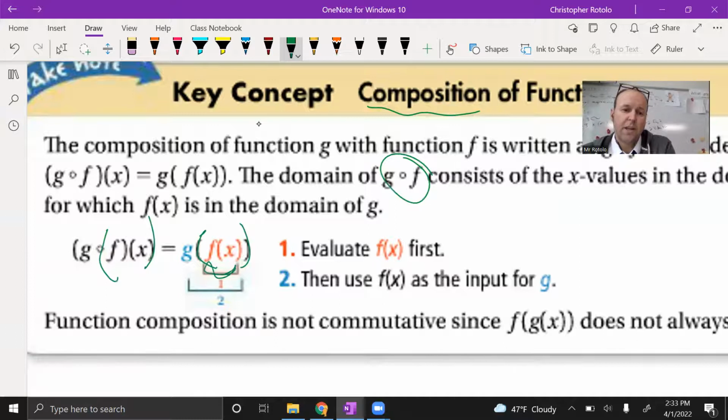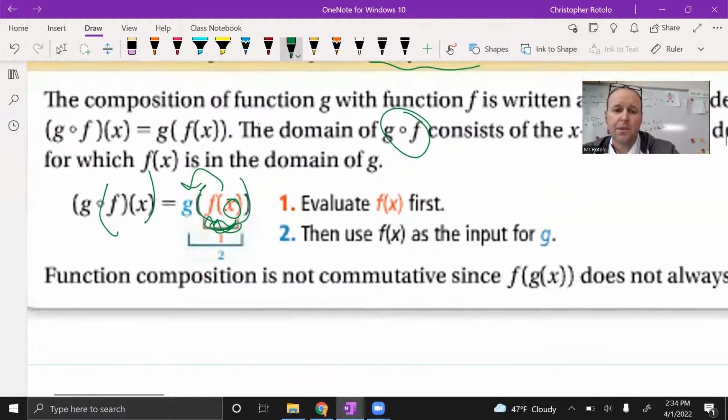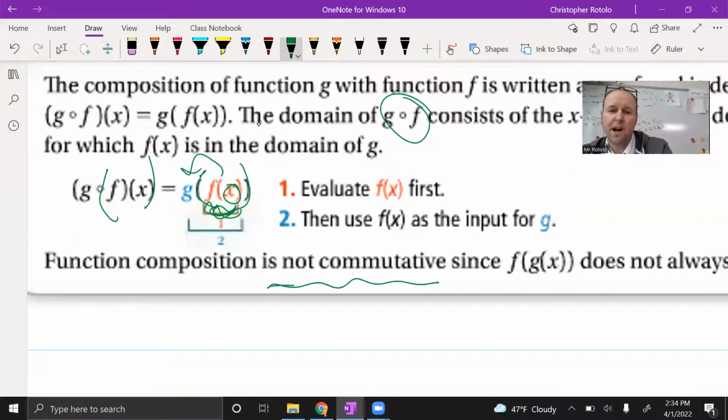So I'm going to evaluate this function. If I have a number in here for x, take that answer and put it into g. So I'm just going to work from the inside out. If it doesn't give me a number, I'm going to put the whole function in there. And have a note here. This is not commutative.